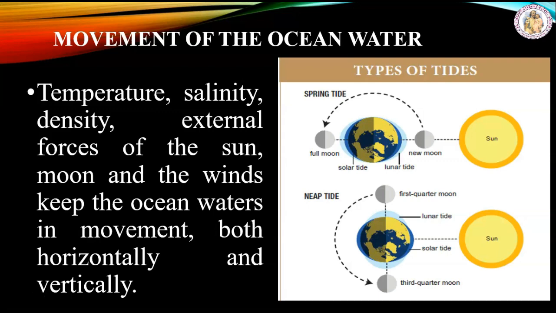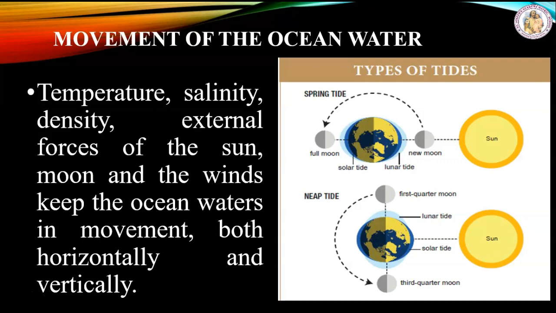When the sun, moon and earth are aligned in the same line, the collective gravitational pull of the sun and moon on earth's water strengthen to form a high tide known as spring tide. Such tides always occur on full moon and new moon days.